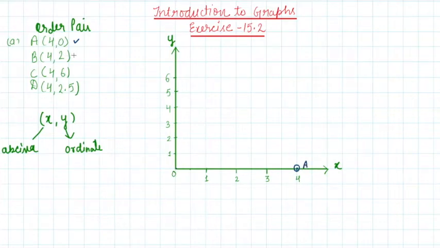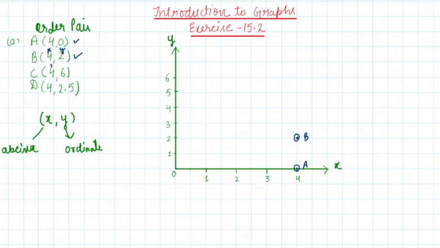Now (4, 2). It means x is 4 and the y value is 2. So 4 is again here but y is 2. So y is 2 here and this is going to be our B point, right? Because x is 4, it means this position, and y is 2 here, and if you join both the lines you will get this point.